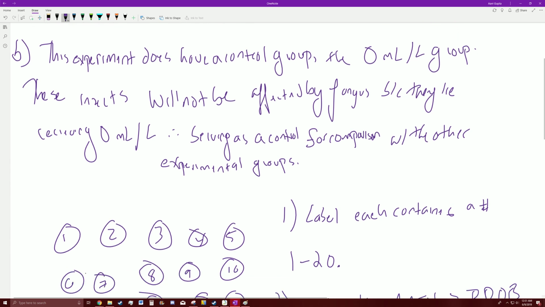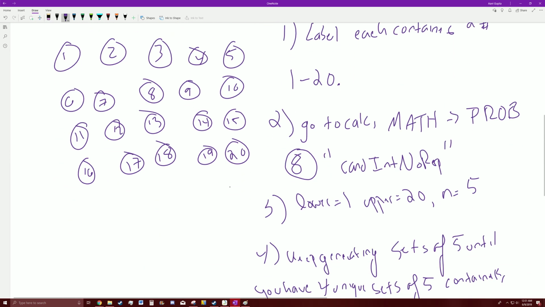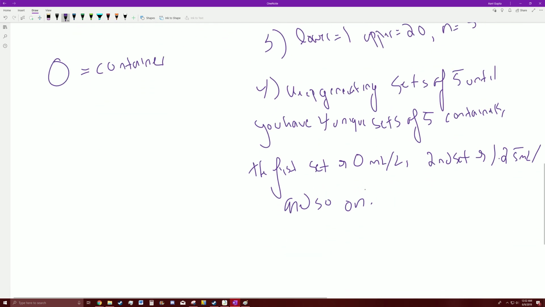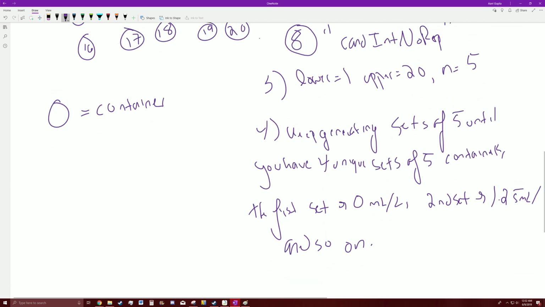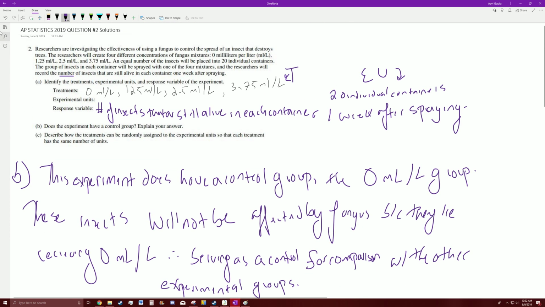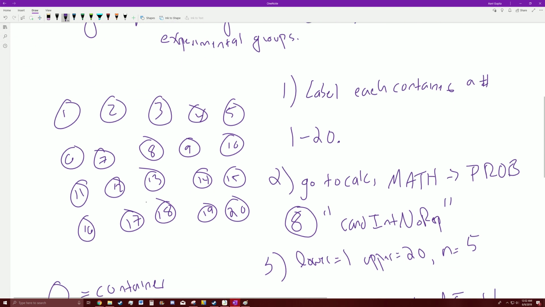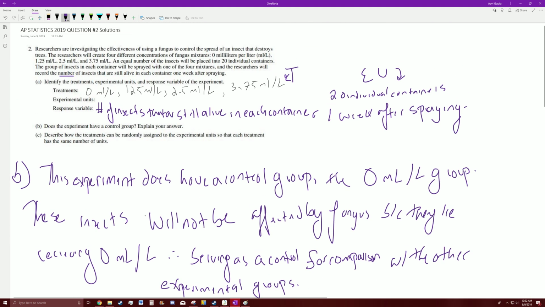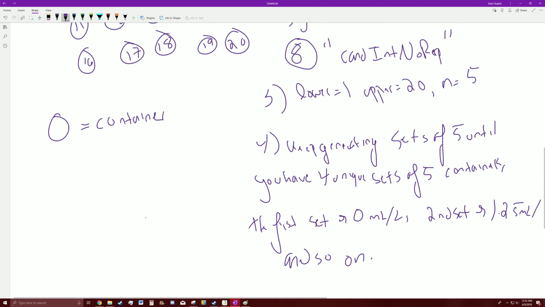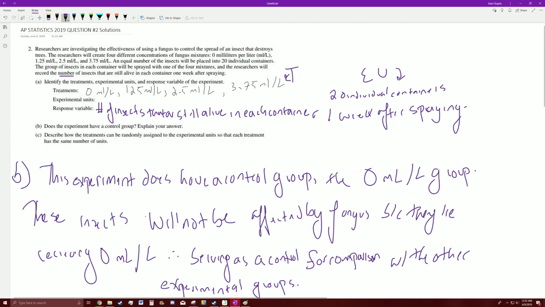Yeah, if you show this diagram and then just say this equals container. So you showed how you label each container a number 1 to 20. You mentioned how you're going to go to your calculator. You're basically using a random integer generator with no repeats within the set. You want to generate 4 unique sets of 5. The first set gets the 0 milliliter per liter. Second set gets the next, and the next. All right, so this should be an acceptable response to the second question from the 2019 exam. Thank you.